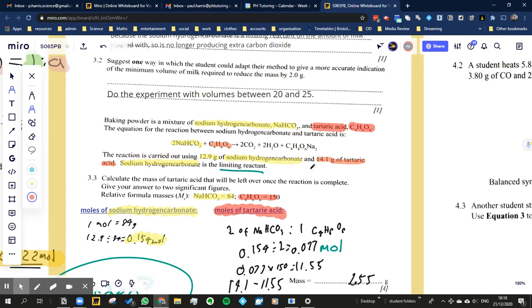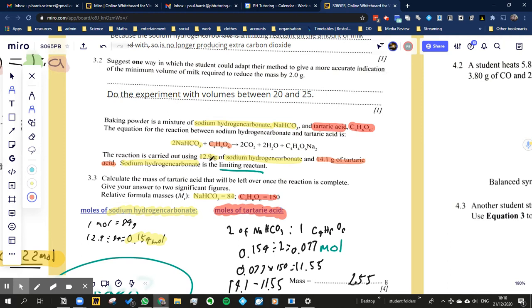You need to first work out the mass of tartaric acid that would react with 12.9 grams of sodium hydrogen carbonate. That part of the question is what you need to work out, and that's the sort of standard moles question. So you need to realize that the first thing I need to do is to work out what mass of tartaric acid would react with 12.9 grams of sodium hydrogen carbonate. And then it's the standard sort of moles question stages.